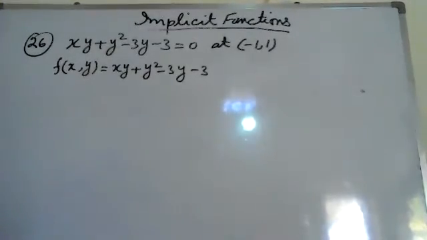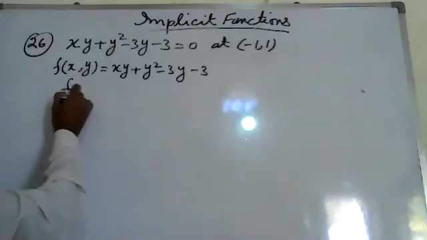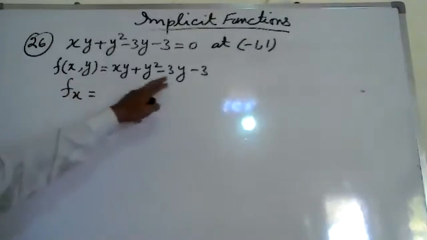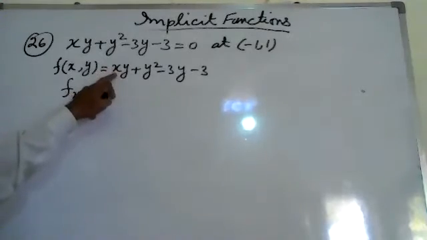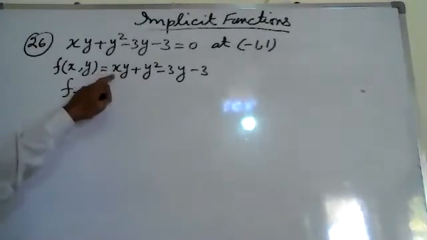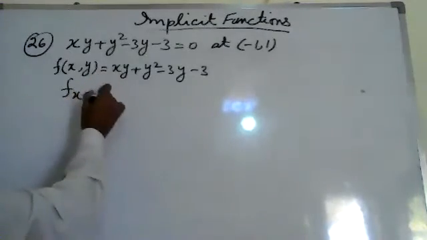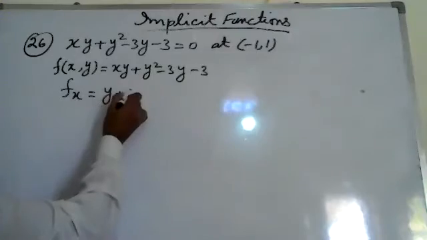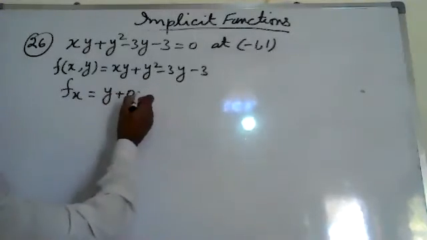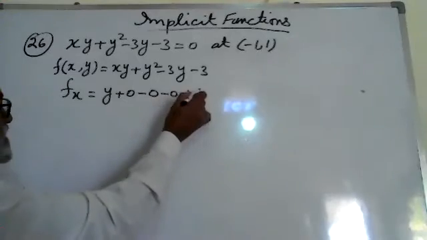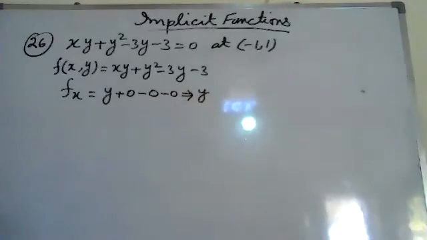Now we will find f of x and f of y. F of x, we are finding the partial derivative with respect to x. So derivative of x will be 1, y will be considered as constant, so 1 into y will be y. There is no x in the other terms, derivative 0. So the answer is y only. F of x is equal to y only.